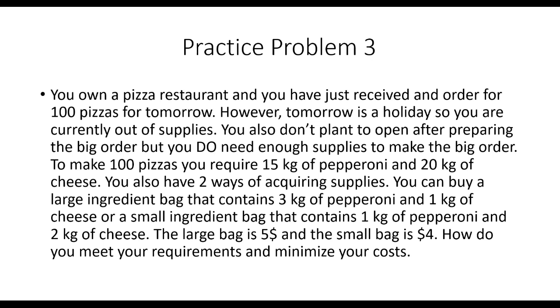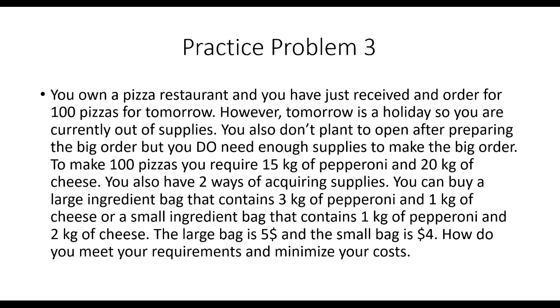So essentially, we see in the final sentence that we're trying to minimize our costs. So this is a minimization problem. We're going to minimize Z, which is costs. We have 2 choices, our 2 decision variables. We can buy small bags of ingredients or large bags of ingredients. So the large bag is X1, the small bag is X2. So now we have our objective function. Minimize Z equals 5x1 plus 4x2.